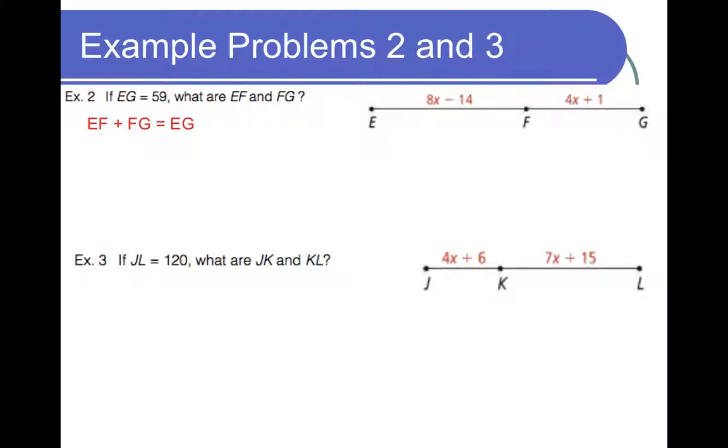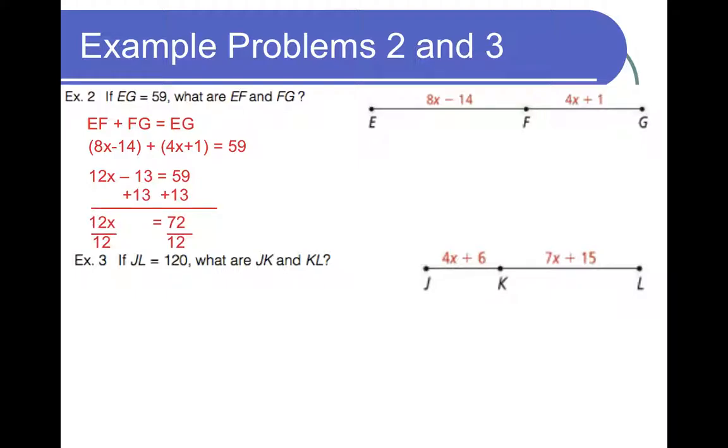Okay, so now I just need to substitute in. I'm going to take my value of EF, in this case 8x minus 14, and put it where EF is. I'm going to take my value of FG, in this case 4x plus 1, and put it where FG is. I'm going to take my value of EG, which is 59, and put it where that is. So by substituting in, I do that. Now it's just a basic algebra equation, so I combine my like terms, isolate x, and when I do, I get, in this case, x equals 6.